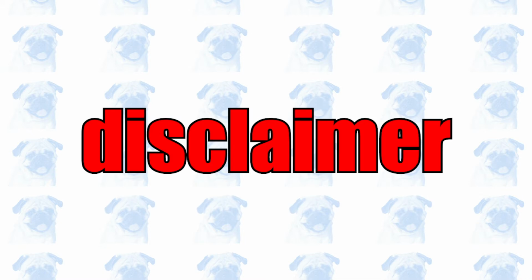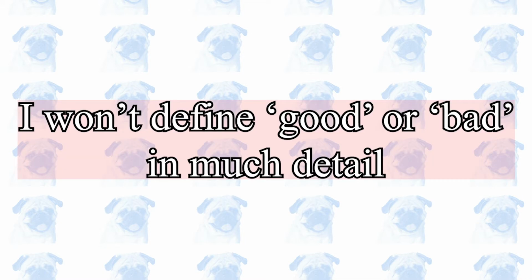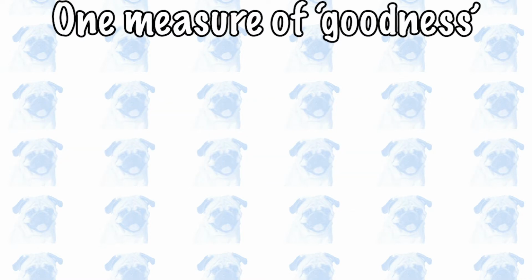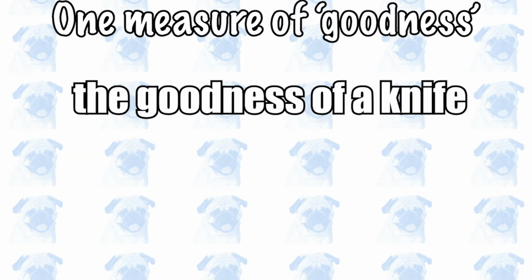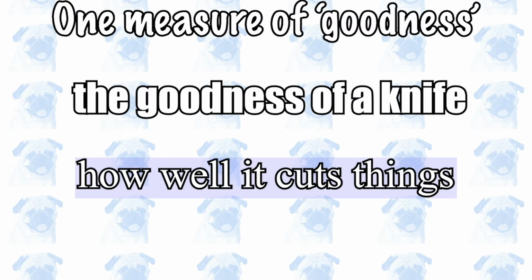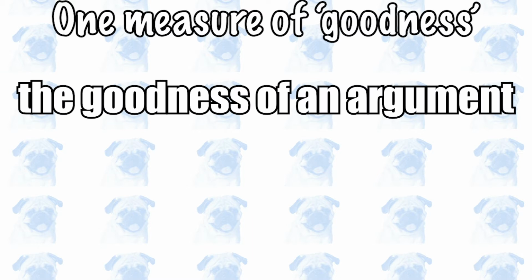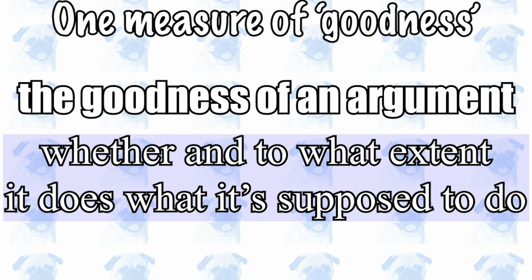Before we begin, I have one disclaimer. I am not even going to attempt to provide a complete definition of goodness in this series, because doing so would require more than a library's worth of texts. However, one way to gauge the goodness of something is to assess whether and to what extent it does what it's supposed to do. For instance, the goodness of a knife can be measured in terms of how easily it can cut various items. Similarly, one way to determine the goodness of an argument is to see whether and to what extent it does what it's meant to do.